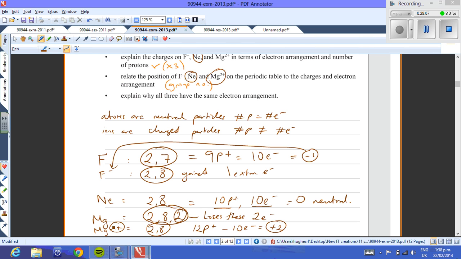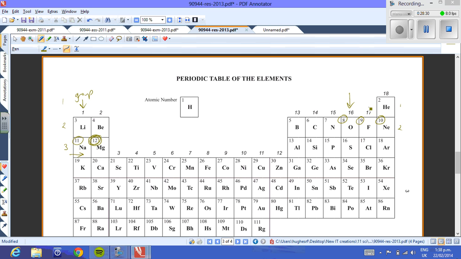So that's what you would need to do there, but you'd have to back that up with text, and I'm sure you guys can do that now based on what I just said for the 2011 question. Relate the position of fluoride, neon, and magnesium on the periodic table to the charges and electron arrangement. Well, we look at the groups now. Fluorine is in group 17, or group 7 you can also refer to it, so it needs 1 more electron for a full outer shell. So therefore it forms the fluoride ion.